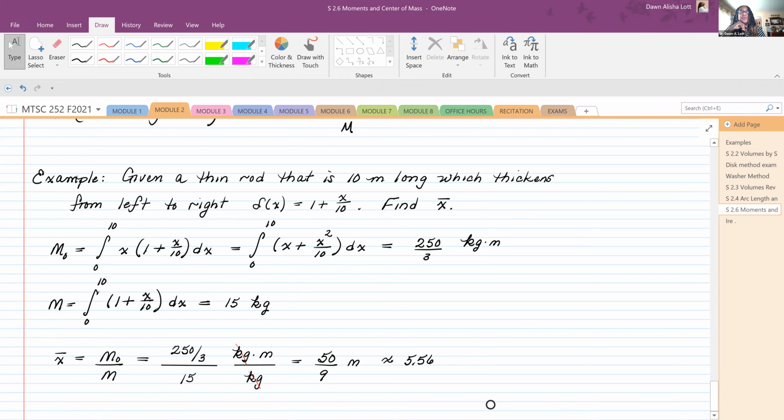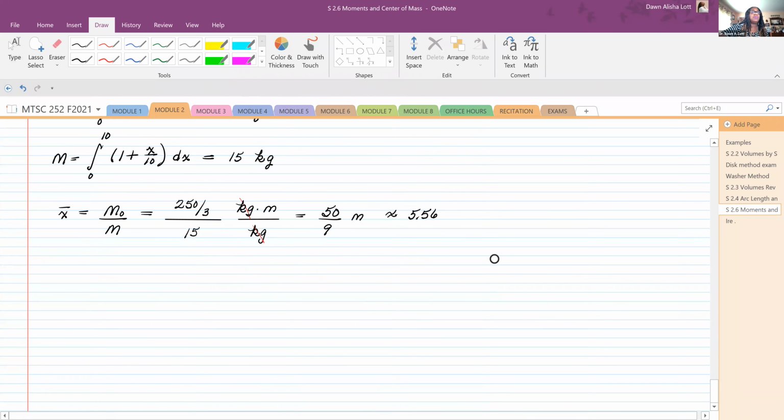Any questions so far? Can we leave our answers as a fraction? Oh, no? 50 over 9 is perfect. I just wanted to let you know that it was a little bit more than halfway past the center of the rod. It's not directly in the center. Okay, thank you.